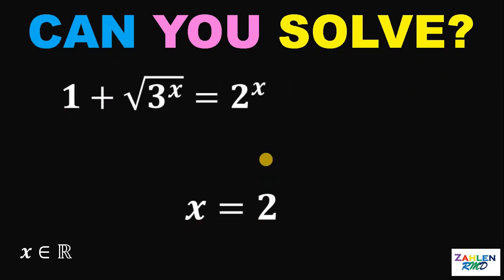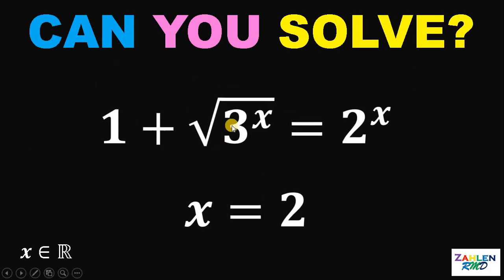Therefore, the value of x in this equation, (1 plus square root of 3) raised to x equals 2 raised to x, must be equal to 2. And as always, we are done.